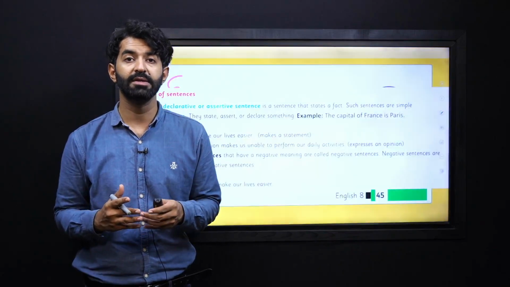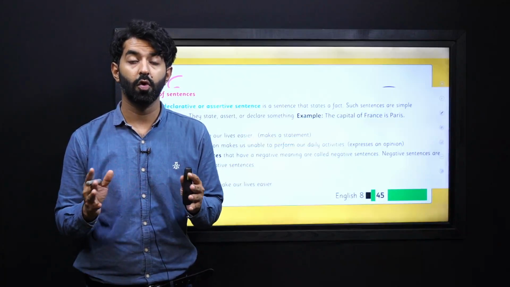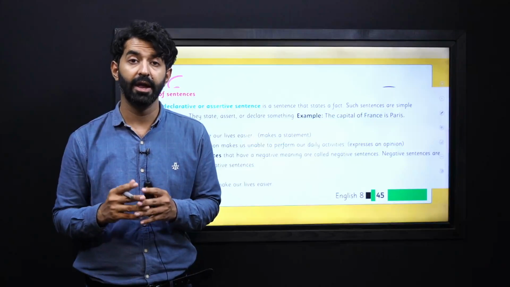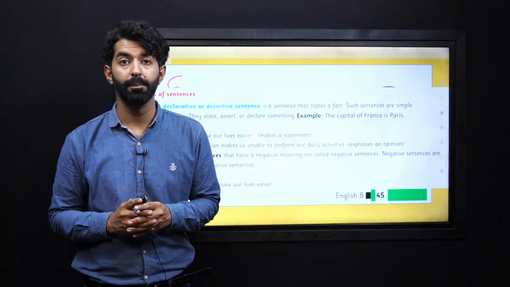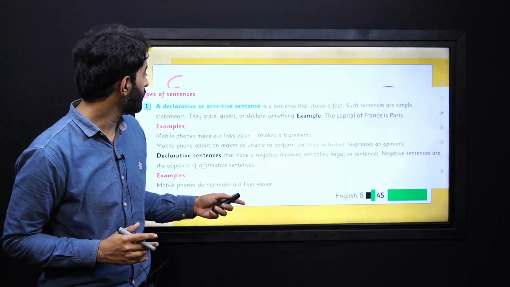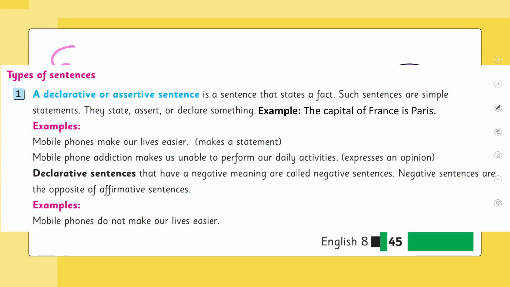Now we know that a sentence gives us a complete thought. A sentence is always complete in its sense and it is ended with a full stop punctuation mark. Now let's look at different types of sentences. First, we have a declarative or assertive sentence.